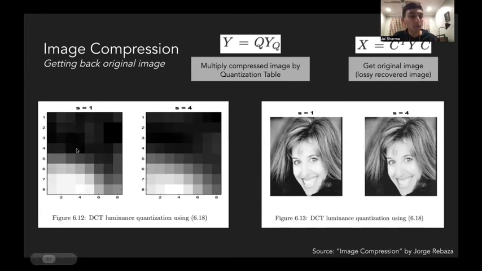And so over here, you can see that this is what we get back when S is equal to 1. This is what we get back when S is equal to 4 for the 8x8 image. And here is what we get back for the entire image. So as you can see, it visually looks very similar.